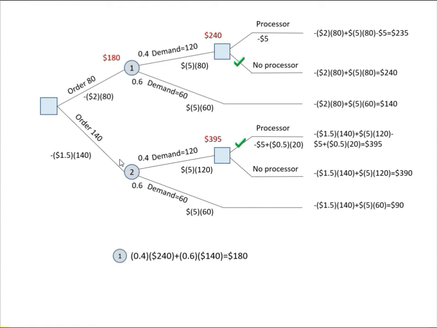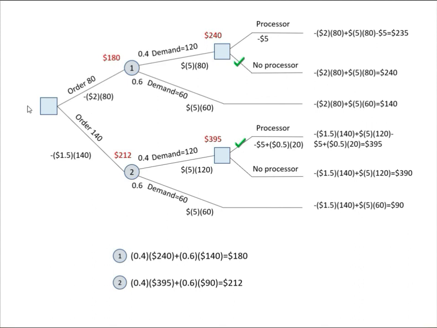Similarly, let's look at this point. The expected value here is the probability times this payoff plus this probability times the payoff of this branch. You carry out the calculation, it comes out to 212. I'm going to copy that number here. Again, that means if Michael orders 140, then his expected profit going forward is going to be 212. So now we have the payoff of these two nodes.